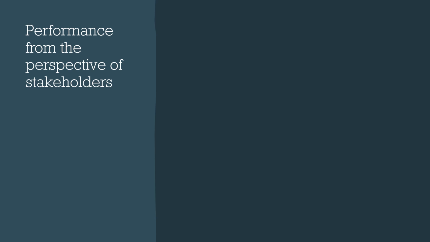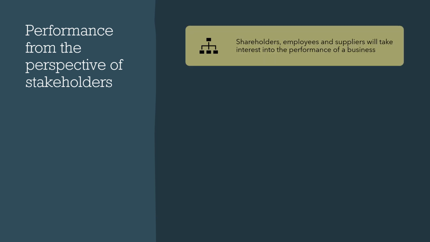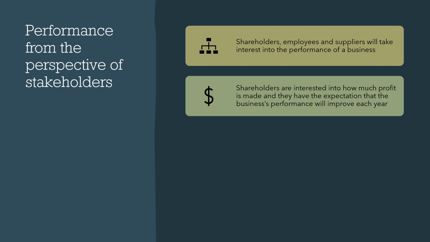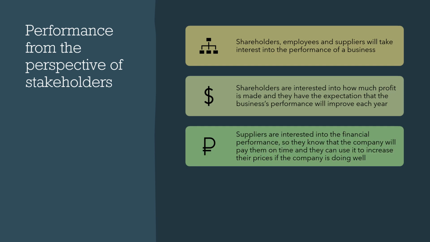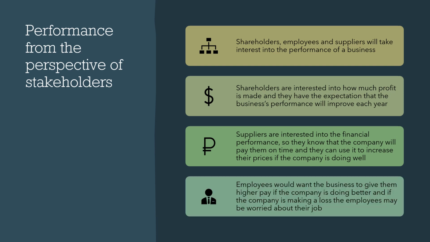Now, the performance from the perspective of stakeholders. Shareholders, employees, and suppliers will take an interest in the performance of a business. Shareholders are interested in how much profit is made, and they have the expectation that the business performance is going to improve each year. Suppliers are interested in financial performance so they know that the company will pay them on time, and they can also use it to increase their prices if they think the company is doing well.